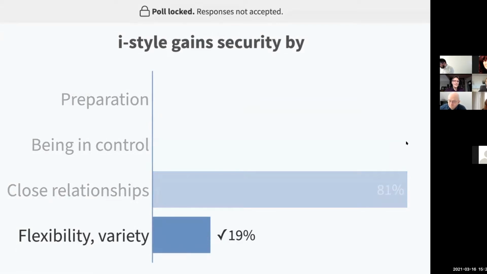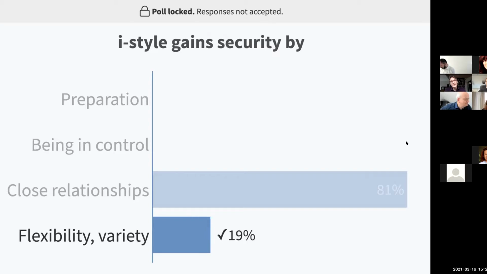Yeah, this was also a tricky question. And it happened this way: close relationships, yes, this is also true. But flexibility and variety is even more important for them than close relationships. And you remember that I people have a lot of relationships. They are very, very social.